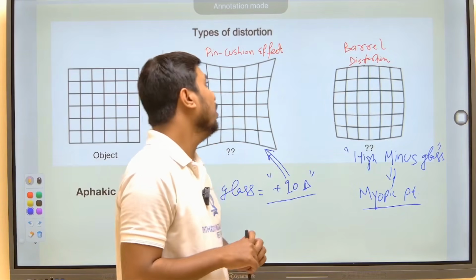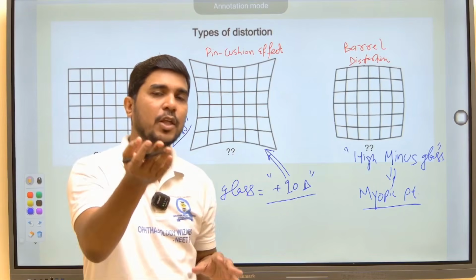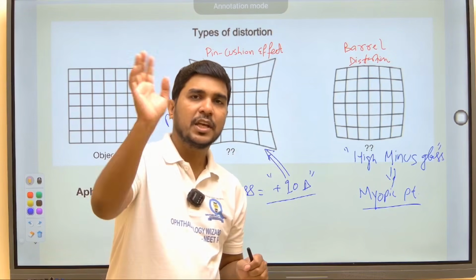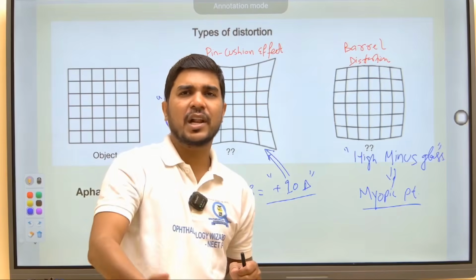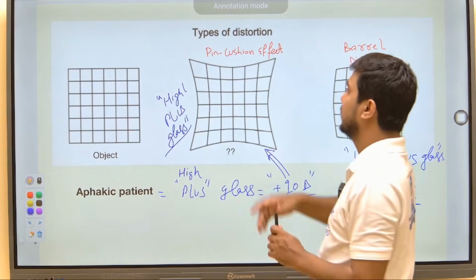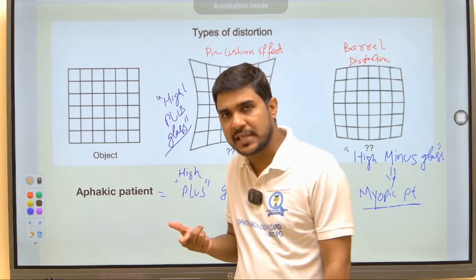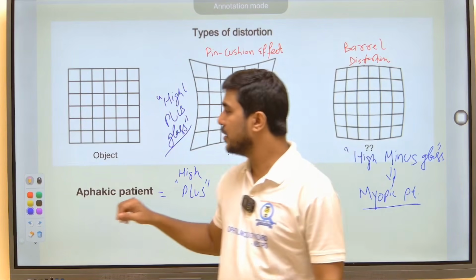What is important here? This pincushion is very important. Do you remember this? Very important. They can give you a scenario: an aphakic patient is wearing plus 10 glasses, plus 12 glasses, or high plus glasses, and will see this object as this. What is this effect called? Pincushion effect. This type of MCQ will be coming in examination. So I hope you understand this image.